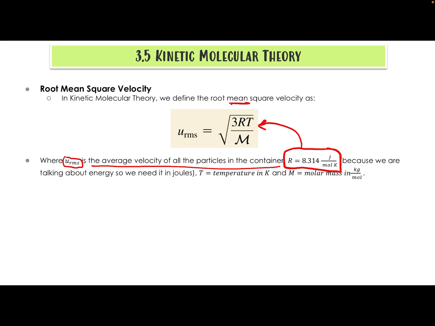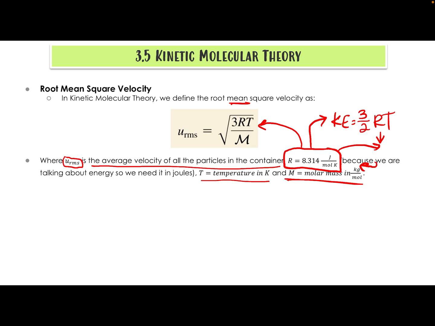So again, we are going to use this R when kinetic energy equals 3/2 RT. This R is going to be that R because we're looking at energy in joules. So instead of using 0.0821, we're going to use 8.314 as our R in our equation because we're talking about the velocity, we're talking about energy, and so it has to be in joules. The temperature is in Kelvin, and M is the molar mass. And notice it says kilograms per mole, so make sure it's in kilograms per mole.